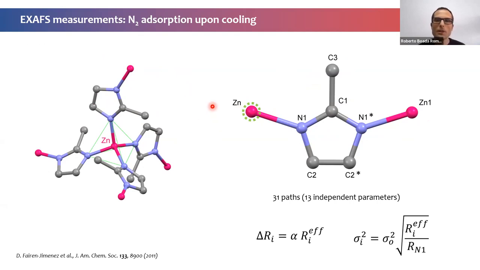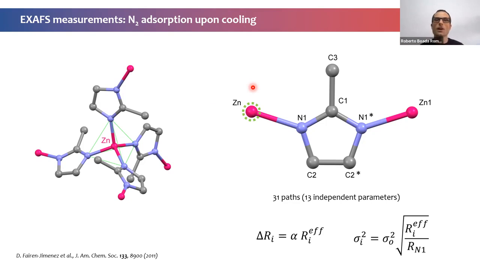One of the things we quickly learned is that we needed a lot of scattering paths to be able to reproduce the spectrum. This was reported in similar structures by Pettifer back in the day, when he was studying the zinc imidazole, the zinc tetraimidazole molecule XAS.